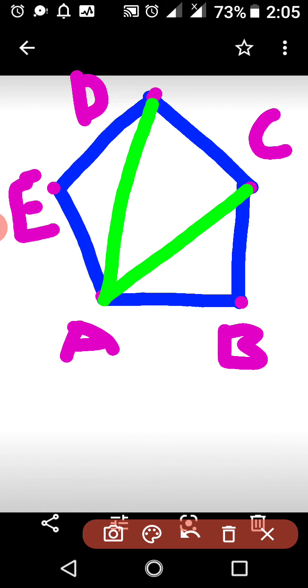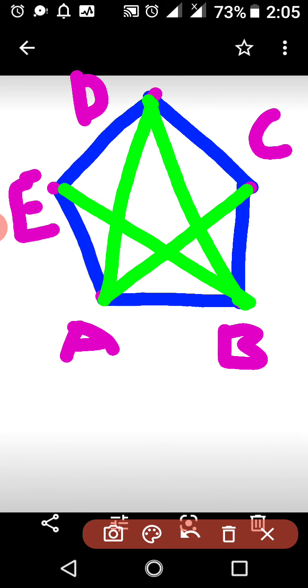Now these two are diagonals. In the same way, if you see vertex B, for this vertex B, A is adjacent and C is also adjacent. That's why we join this vertex B with D and E. These two are not adjacent, so these two are also diagonals. Now take point C. For this C, D is adjacent and B is adjacent. Now join with E and A. This A is already done. So finally these are the diagonals.